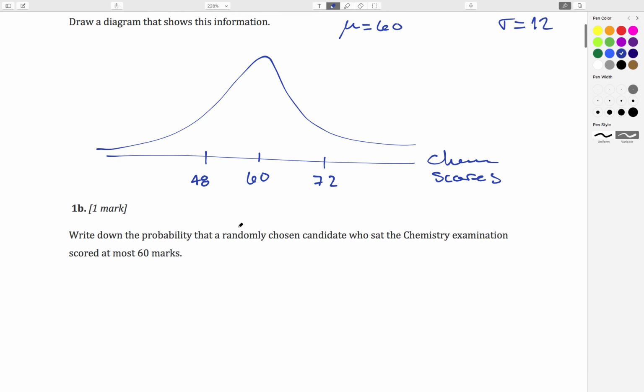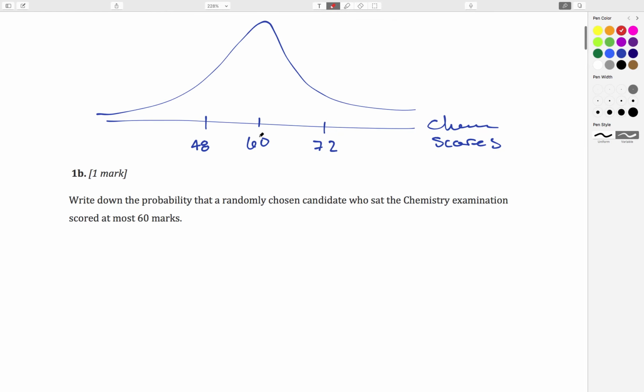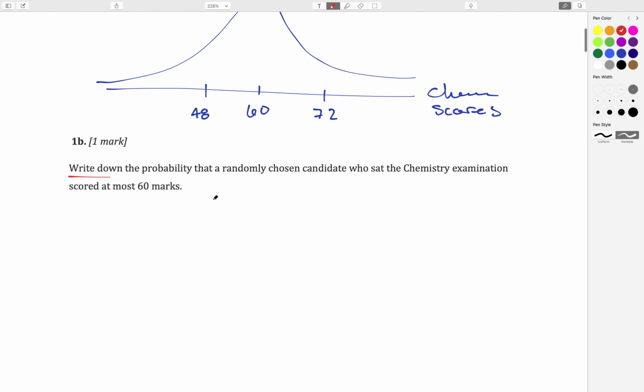Write down the probability that a randomly chosen candidate who sat for the examination scored at the most 60 marks. 60 marks is the mean, and I want at the most 60 marks, so from 60 to the left. There is no work required here. You don't even need Google Sheets. You know the probability is 1/2. You could have just as well written 50% or 0.5. All of these are acceptable, and no rounding is necessary since these are exact values.